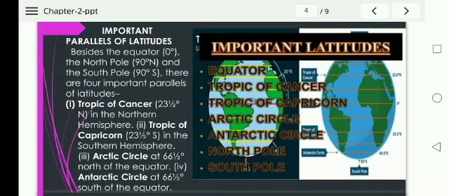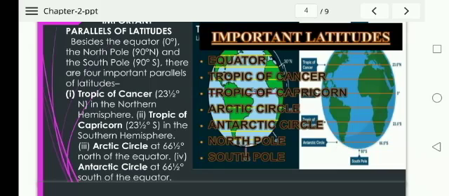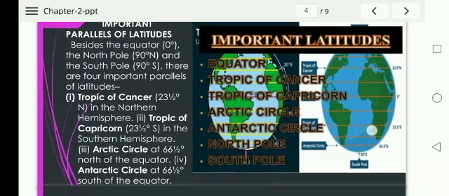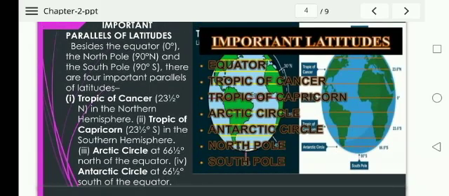and the south pole 90 degree south, there are four important parallels of latitudes. The first, Tropic of Cancer, 23.5 degree north in the northern hemisphere, and the Tropic of Capricorn, 23.5 degree south in the southern hemisphere. Arctic Circle at 66.5 degree north of the equator, and Antarctic Circle at 66.5 degree south of the equator.